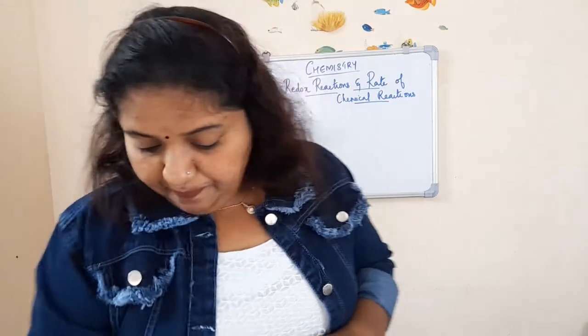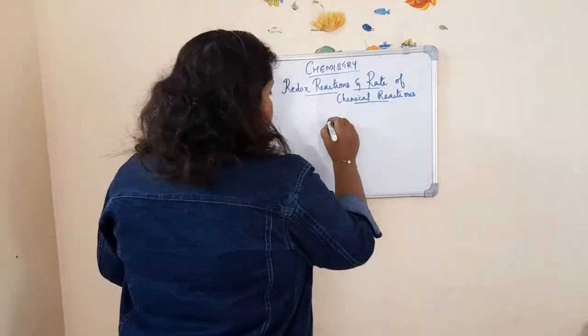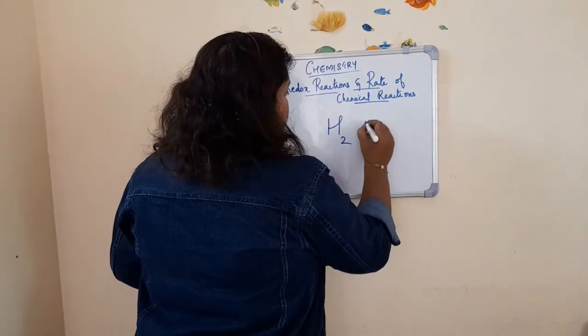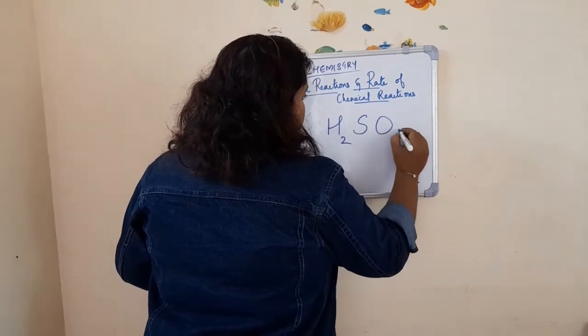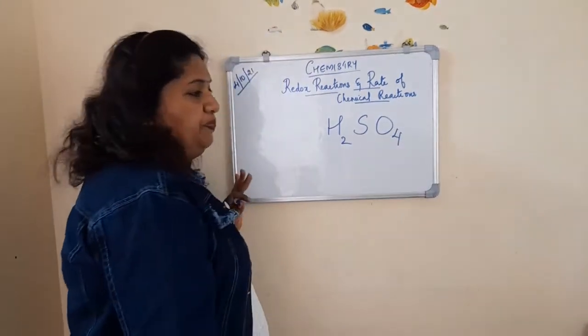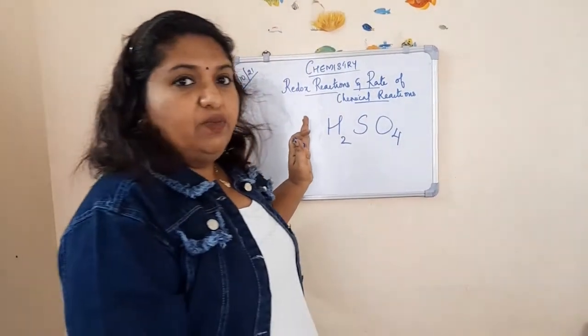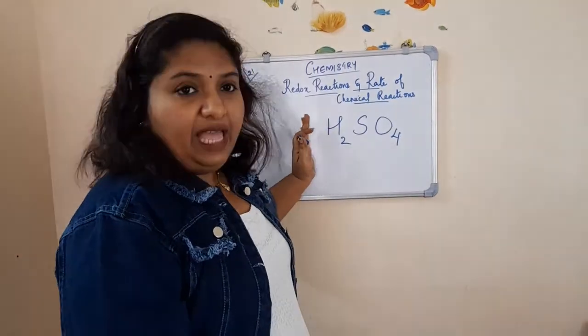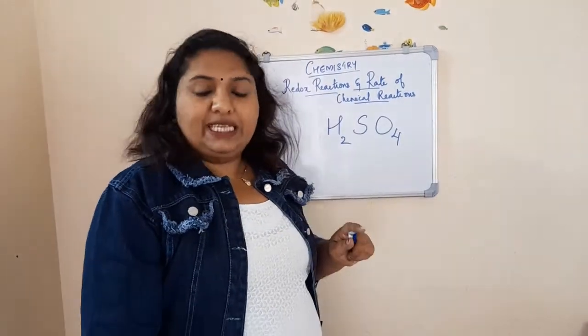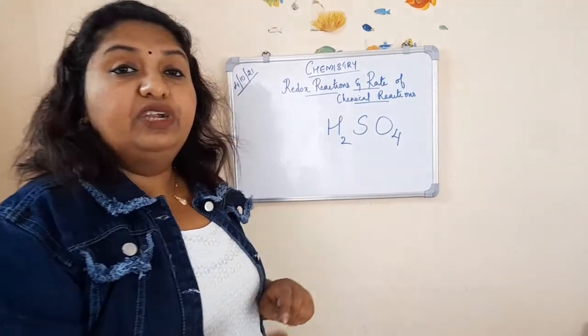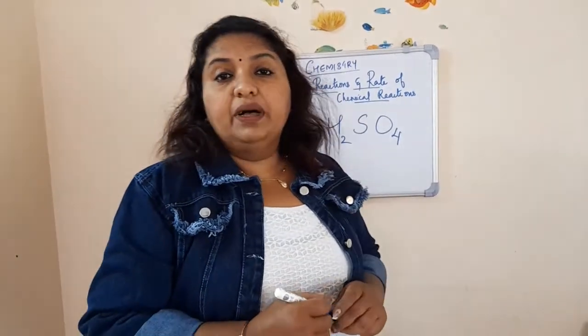Okay, so we will see one example here which is given in your text itself. First one, I have written the formula H2SO4. You know what this is, isn't it? Yeah, sulfuric acid. So the question is how to determine the oxidation number of sulfur here.